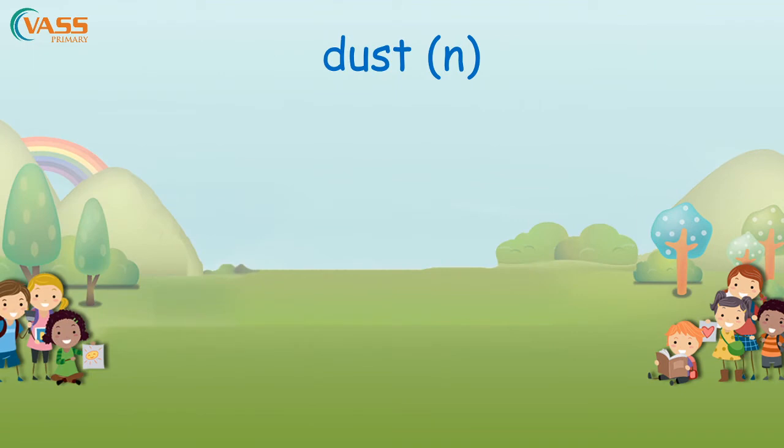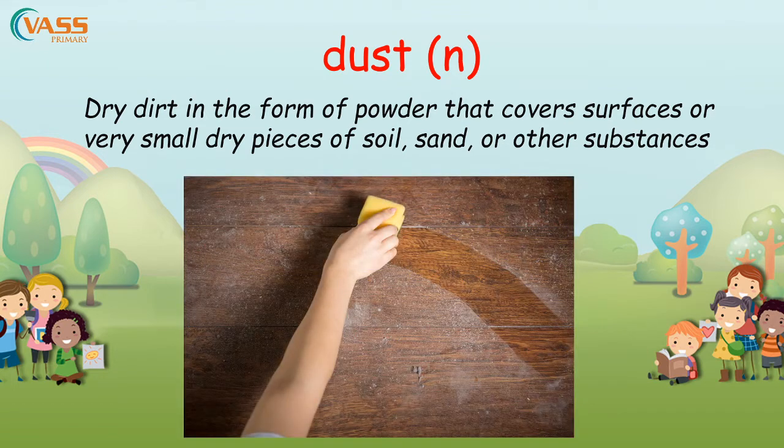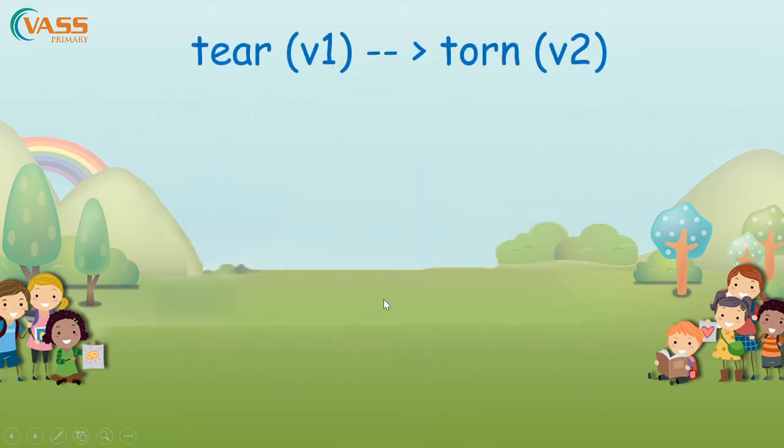We might choke on some dust. Dust. Do you know what dust is? That's right. Dust is dry dirt in the form of a powder that covers surfaces, or very small, dry pieces of soil, sand, or other substances. Maybe if you hit your pillow or something in the school, you'll see granules of dust or a type of powder flying through the air.